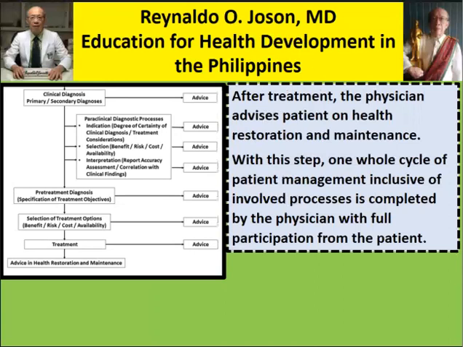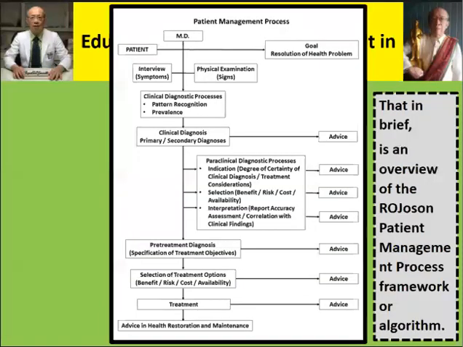After treatment, the physician advises the patient on health restoration and maintenance. So with this step, one whole cycle of patient management, inclusive of involved processes, is completed by the physician with full participation from the patient. That, in brief, is an overview of the ROJoson patient management process framework or algorithm.